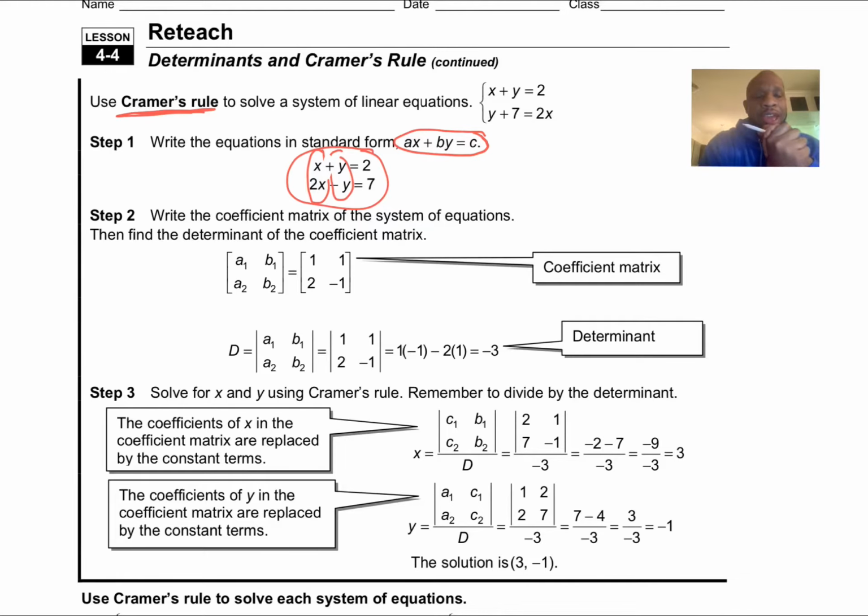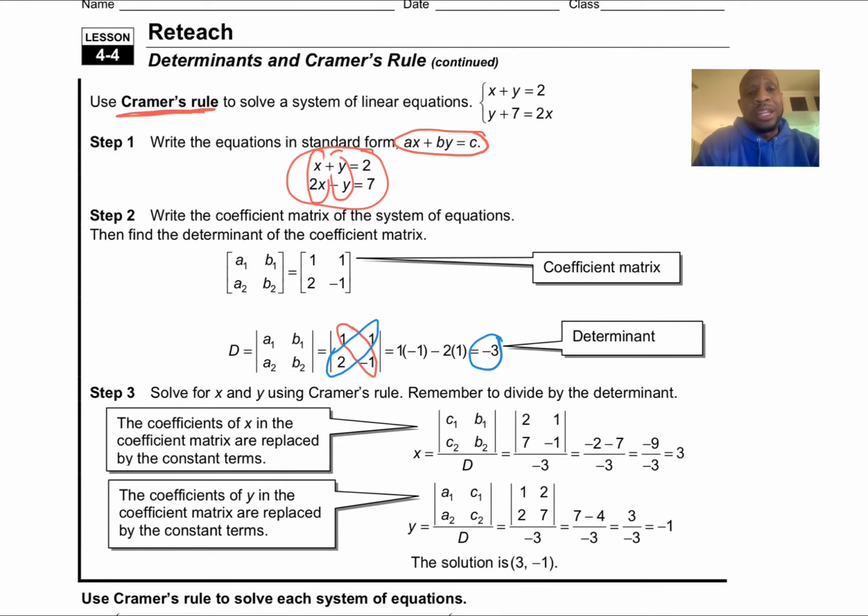And then you have the determinant. You're going to find your determinant like we did in the last video. Your determinant is just 1 times negative 1. Oh, Lord. Pray for your teacher. 1 times negative 1, and then we're going to subtract 2 times positive 1. 2 times 1. So you're going to end up getting negative 3 as they show here. Now that's just getting the determinant.